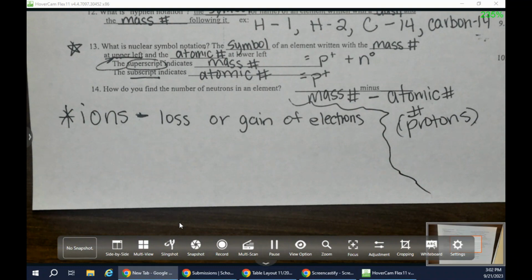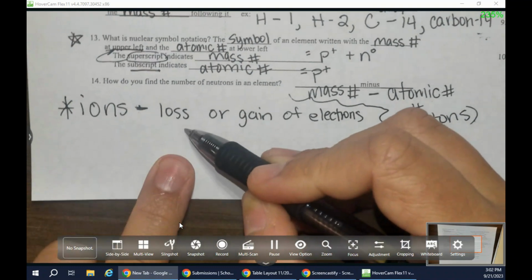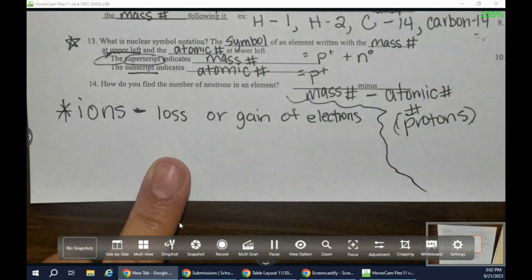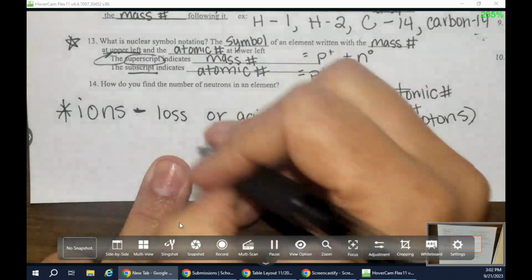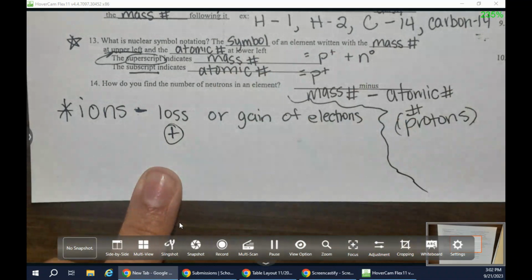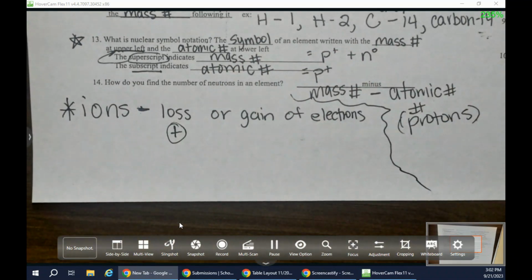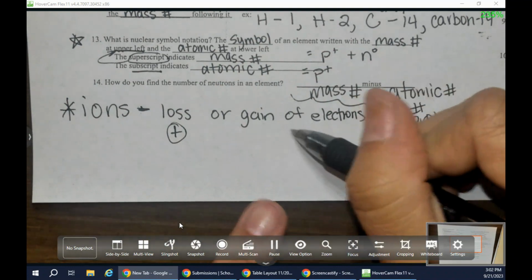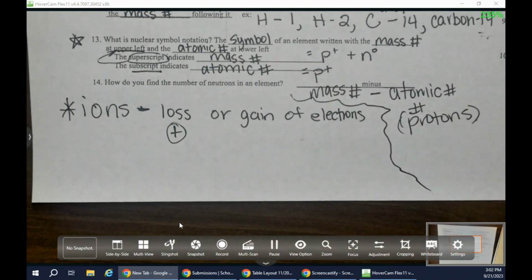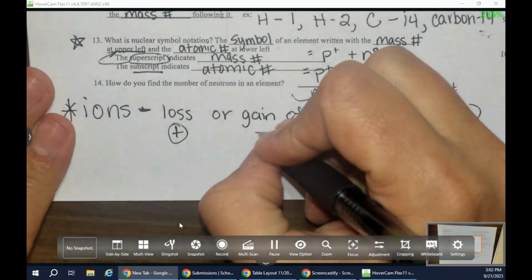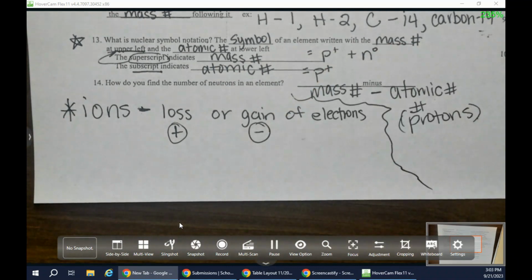If we know electrons are negative, if I lose negativity, what happens to my charge, do you think? Positive, right? That's like a life skill right there. If you lose negativity in your life, you become positive. Get rid of the negative things, you get positive, right? And if you gain electrons, what happens? You become negative.